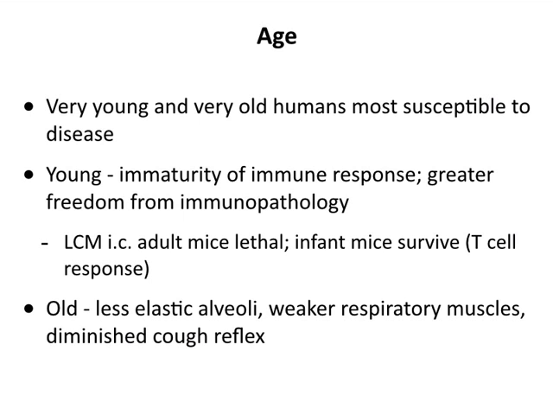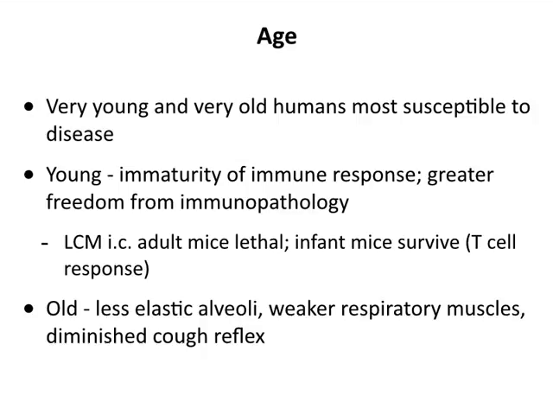I want to close with just a few other determinants of virulence that we clearly know of. They're real, but we don't know how they work. And one of them is age. Typically the very young and the very old are the most susceptible to serious disease. We think the young because they have an immature immune response. In some cases, this can help because they don't get immunopathology, but it can also lead to more serious infections.